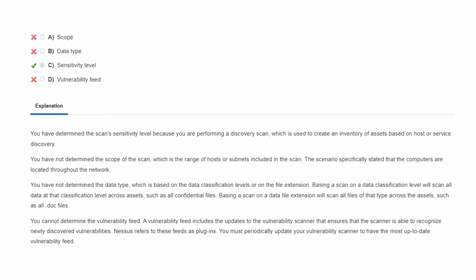You cannot determine the vulnerability feed. A vulnerability feed includes the updates to the vulnerability scanner that ensure that the scanner is able to recognize newly discovered vulnerabilities. Nessus refers to these feeds as plugins. You must periodically update your vulnerability scanner to have the most up-to-date vulnerability feed.